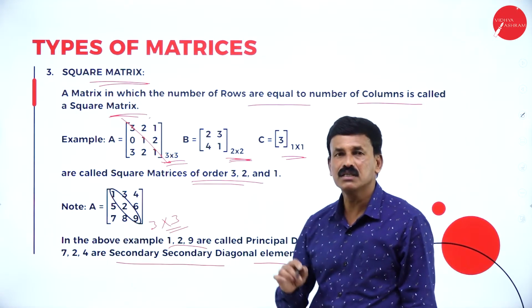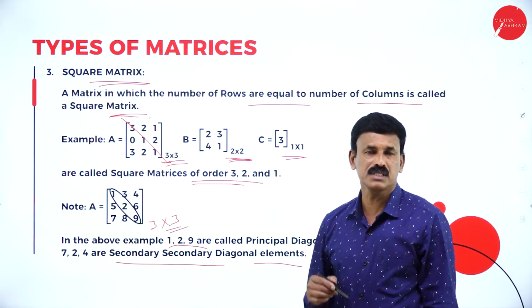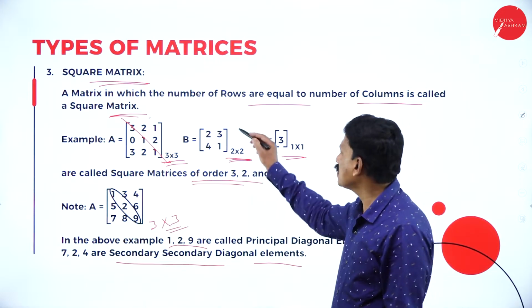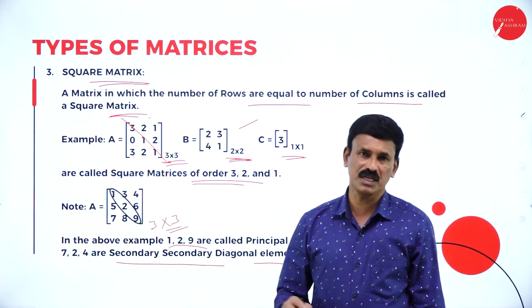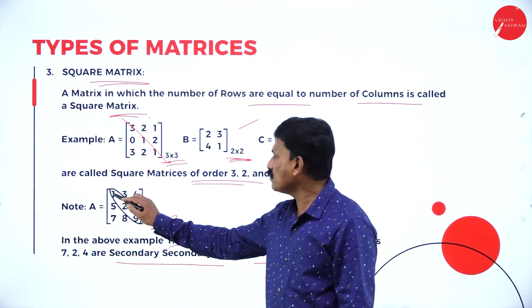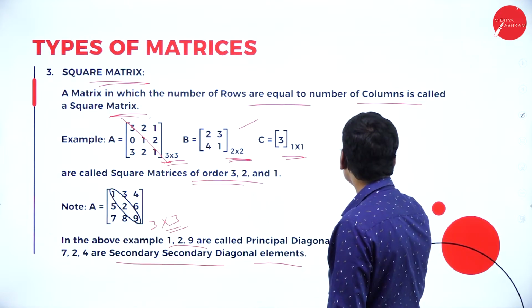So you got an idea. What is a square matrix? If the number of rows is equal to the number of columns, then it is called a square matrix. These are examples of square matrices. Now, what are diagonal elements? In a square matrix, the elements from left top corner to the right bottom corner are called the principal diagonal elements. Let me take one more example.